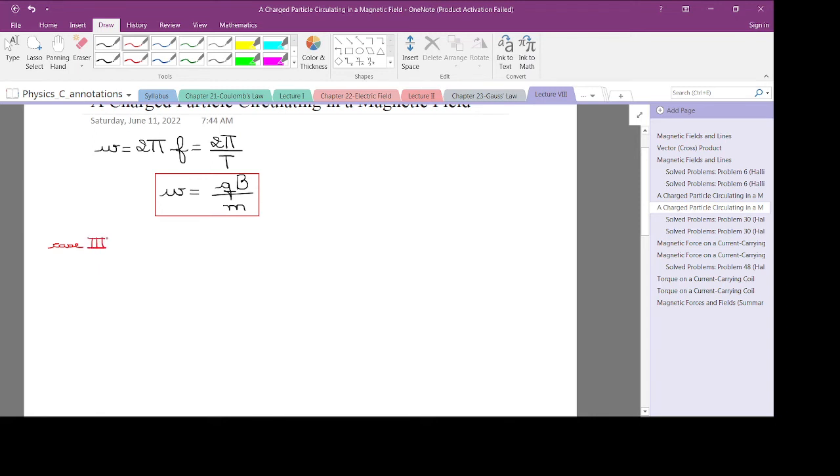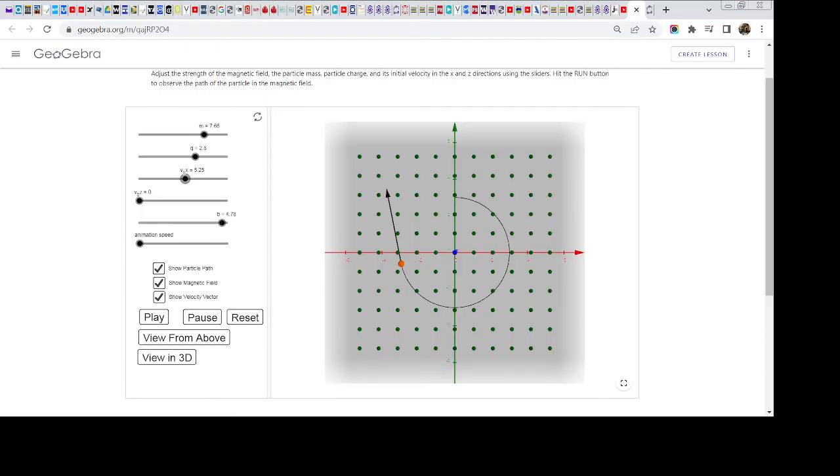What is going to happen if now the velocity has a general direction? For example, in my case here, let's say that the velocity has one component in the x direction and another component in the z direction. Because I'm going to use our simulator here. Let's go and see the simulation first.